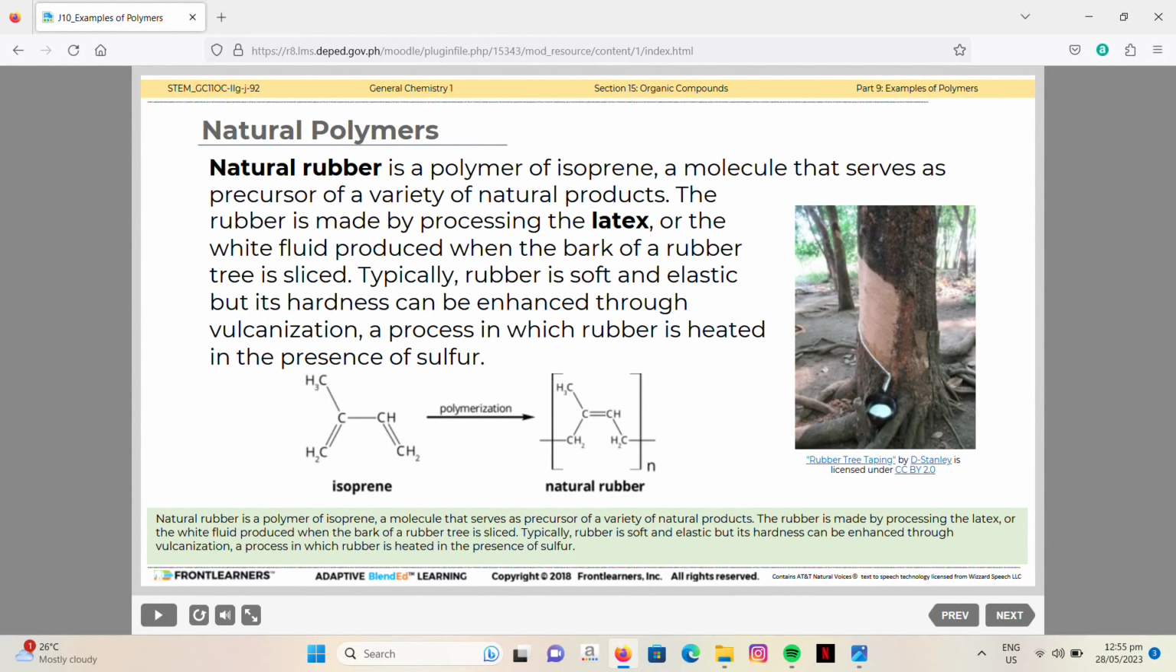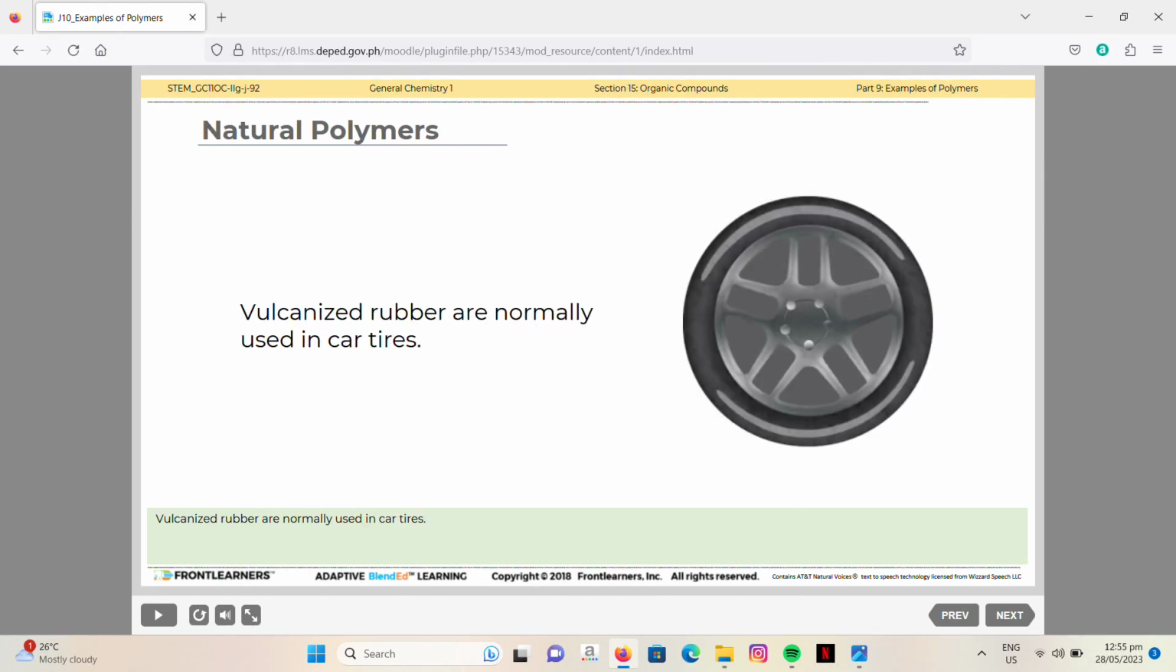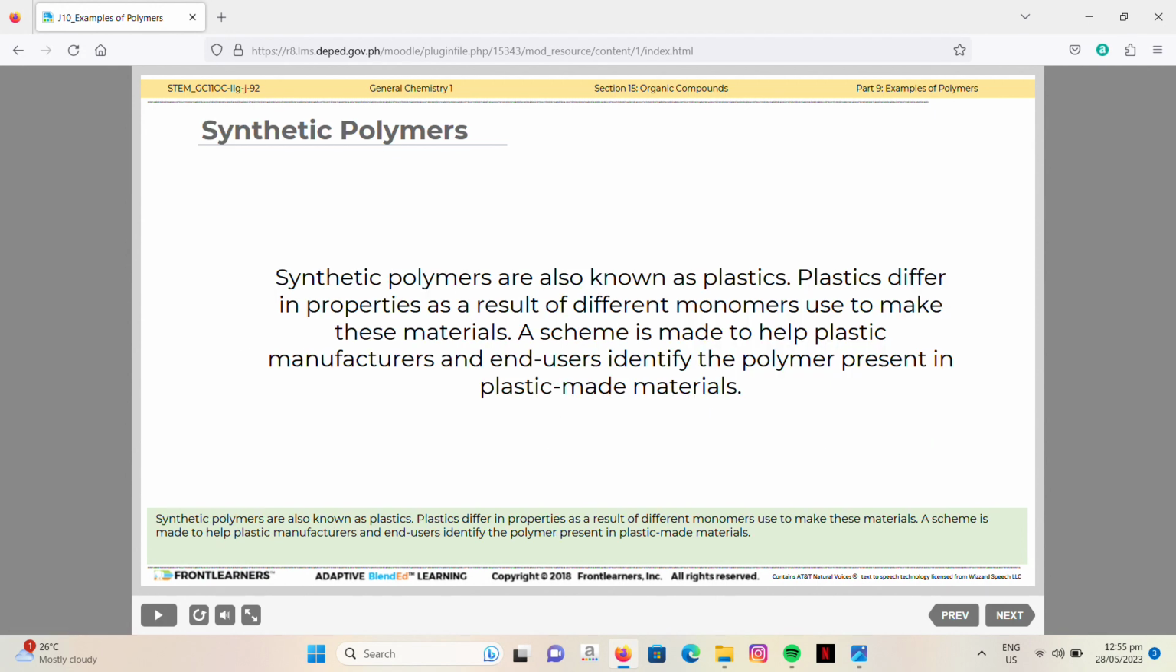Natural rubber is a polymer of isoprene, a molecule that serves as precursor of a variety of natural products. The rubber is made by processing the latex or the white fluid produced when the bark of a rubber tree is sliced. Typically, rubber is soft and elastic, but its hardness can be enhanced through vulcanization, a process in which rubber is heated in the presence of sulfur. Vulcanized rubber is normally used in car tires.